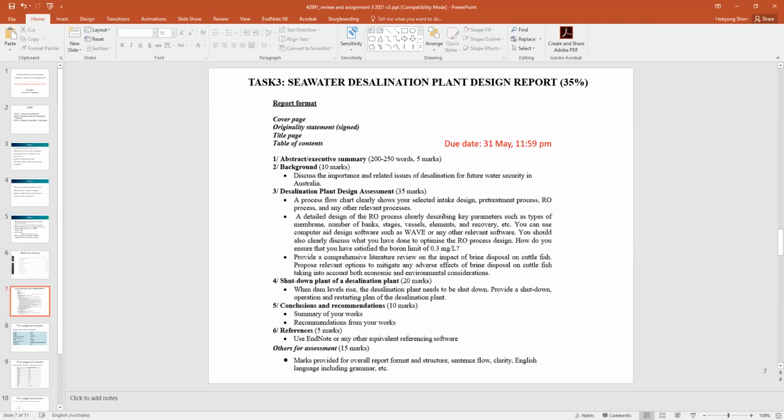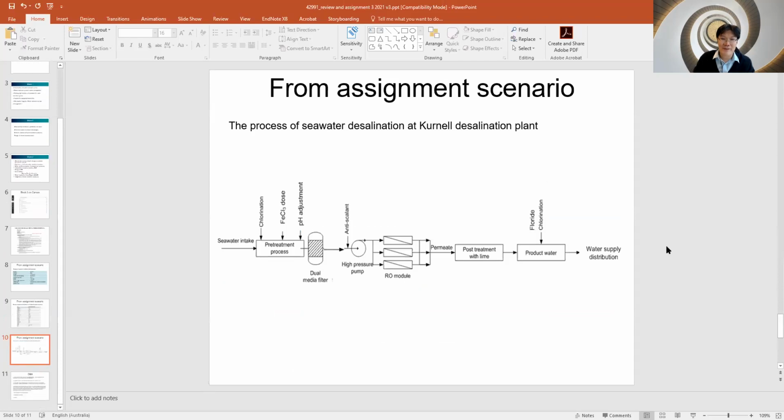That's fine. A question for the first point, for the process flow chart. We've got a process flow chart in the scenario that you provided. Is it okay if we just use that, because that's the original process, right? That's true. You're talking about this one, right? From the scenario. Yes, you are correct. You can utilize it as it is because this is the real seawater desalination plant in Sydney. So you can utilize it as it is.